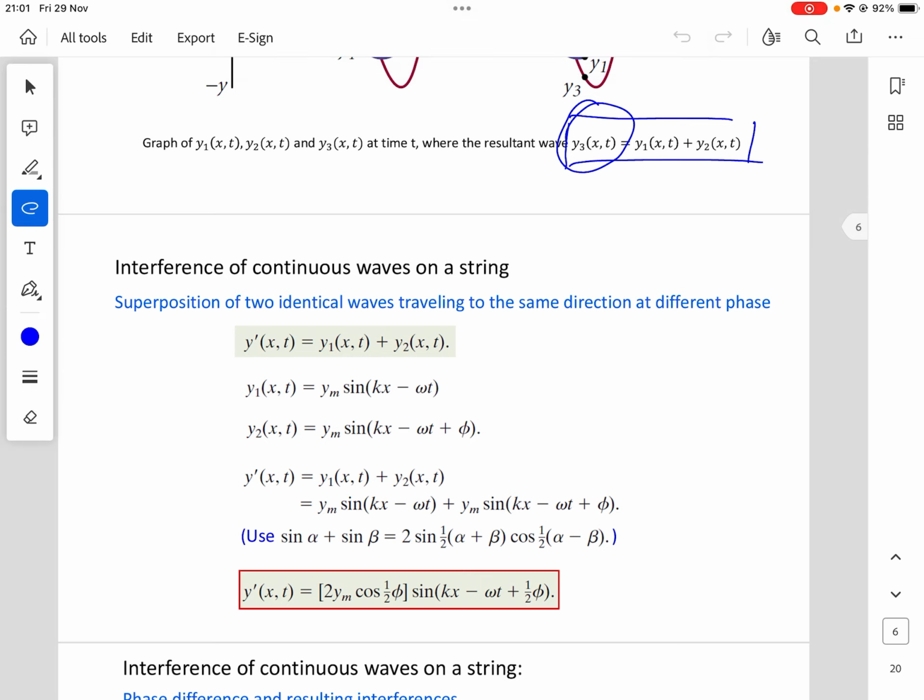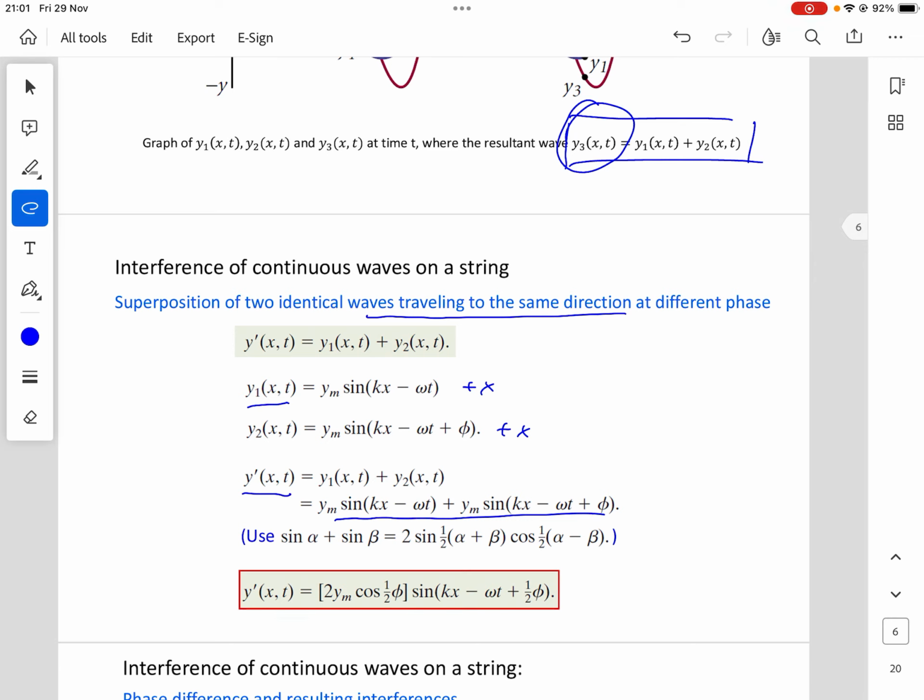Okay, let's deal with the first case. When the waves travel in the same direction, in this case, y1 is moving to the positive x, and y2 is also moving in the positive x. So you sum up, you want to find the resultant wave. I will call it the resultant wave after this. Resultant wave equals y1 plus y2. You just add the mathematical functions directly like this.